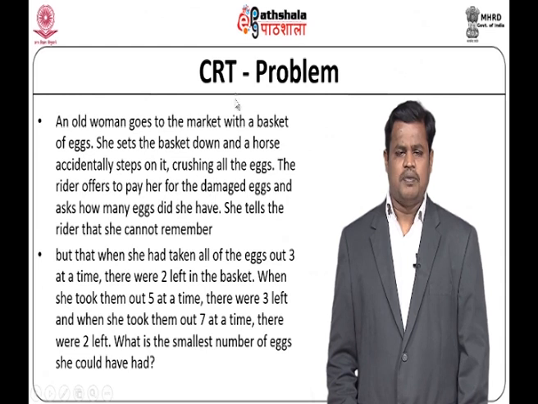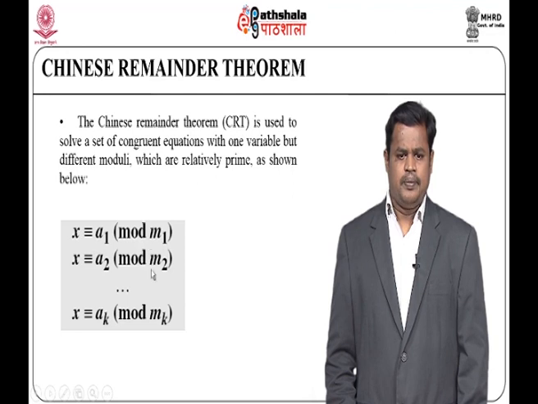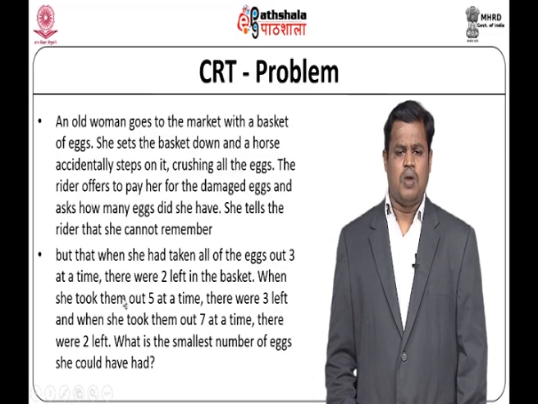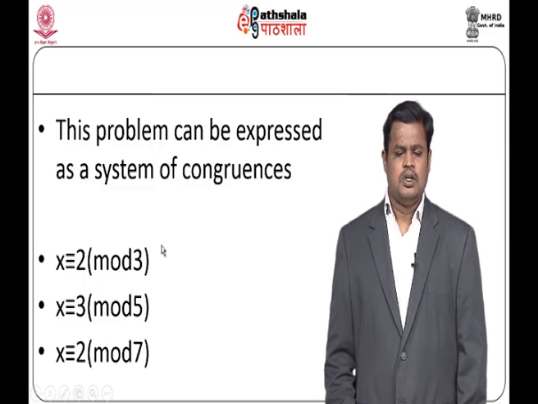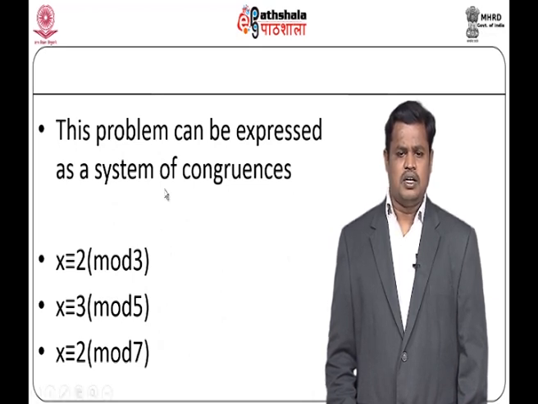This problem can be solved with the help of the Chinese Remainder Theorem, because we have different moduli and what we want to find is x. So x is congruent to a1 mod m1, a2 mod m2, up to ak mod mk. These are the set of equations. According to this story, let us refer it to our Chinese remainder congruence equations to find how many eggs the rider needs to pay for.